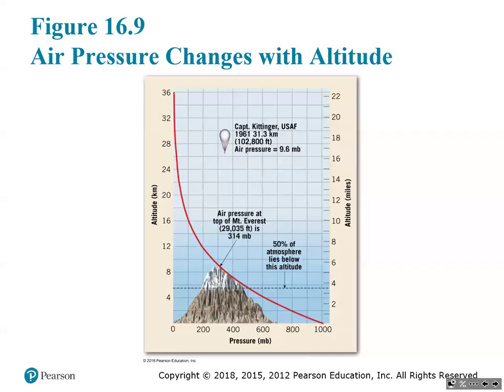Weather stuff tends to be measured in millibars because the day-to-day variation of pressure is on the order of plus or minus about 20 millibars. So it's a nice unit to work with. And you're working around 1,000. So as you go up, you get to the top of Mount Everest, the pressure is only 314 millibar. You're dealing with something like a third of the air.